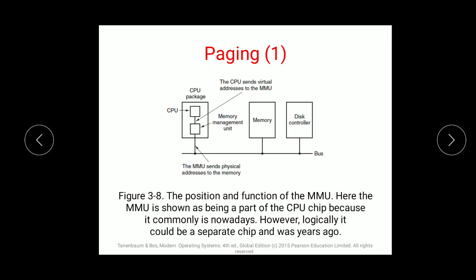So paging is basically your CPU package. The CPU sends virtual addresses to the memory management unit. The memory management unit then sends physical addresses to the main memory, and then the memory and disk controller work hand in hand. The bus keeps all these things interconnected so that data can be transferred from here and there.